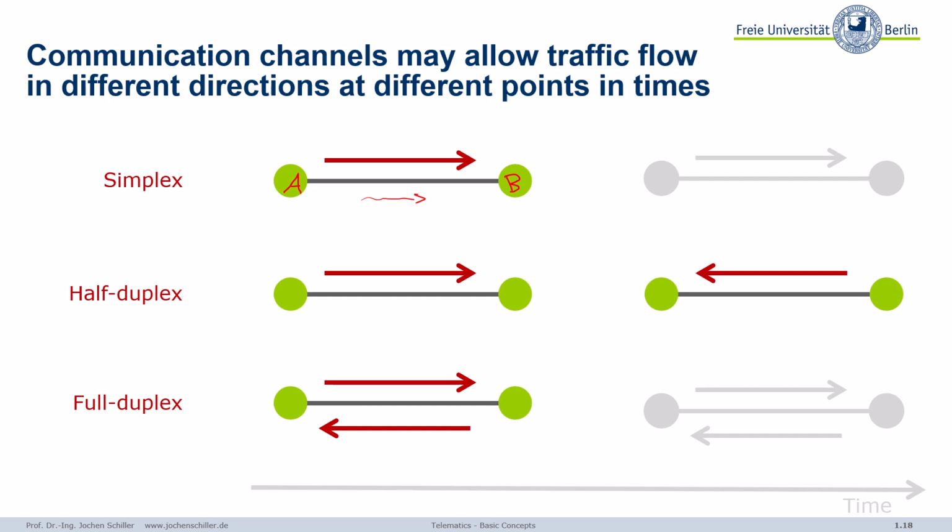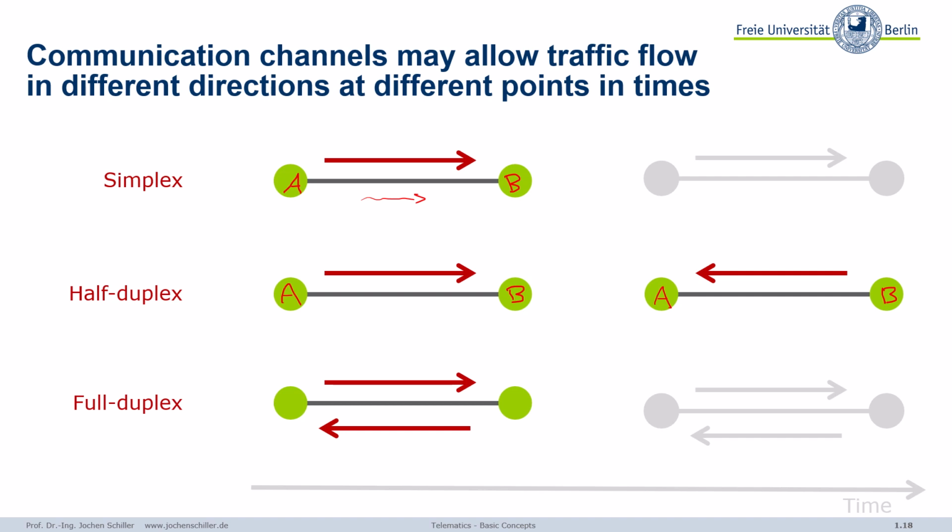There are half duplex systems. Maybe you know walkie-talkies. So you have to push a button to talk. But while you're talking, it's not possible for the other side to answer. So A can talk to B, and B has to wait. And then maybe later it's B's turn so that B can start talking to A. So that's called half duplex because you cannot use both directions at the same time.